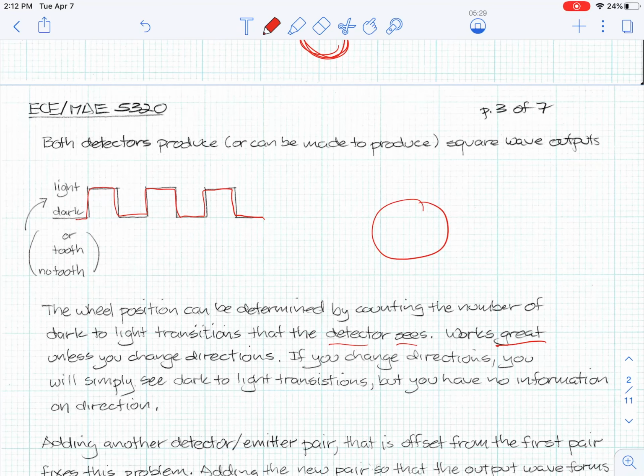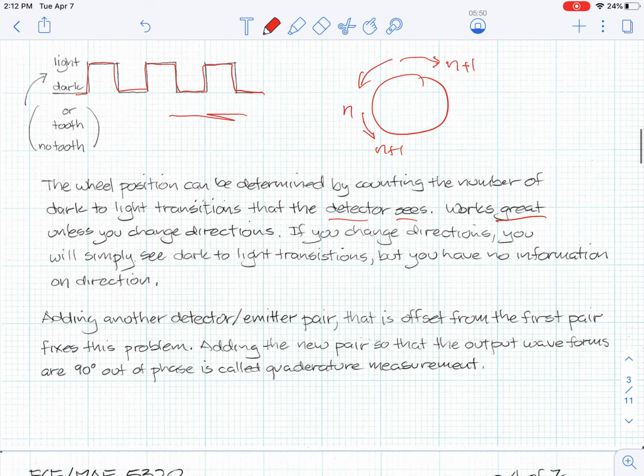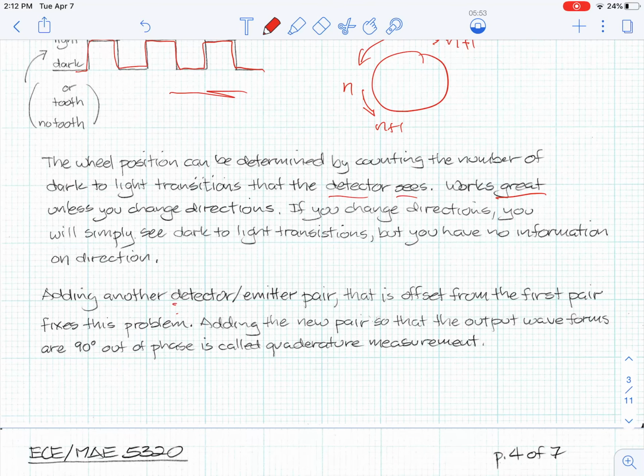So if I have a wheel and it's rotating in this way, and I've accumulated, say, n counts of the pulses, and then I go back this way, the first pulse I see will tell me I'm at n+1, implying that I've moved further down here rather than moving back. That's an issue since I have no information on direction. So I can fix this by adding another detector emitter pair that is offset from the first pair. With the new pair, the output waveforms that I produce are 90 degrees out of phase, and this is called quadrature measurement.